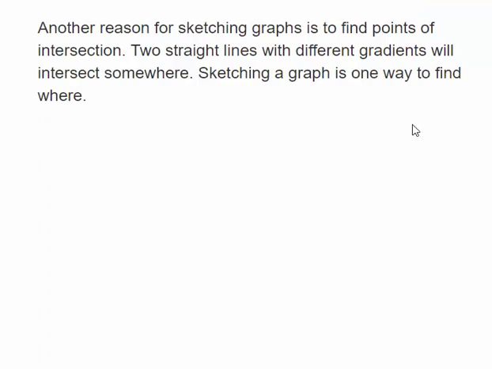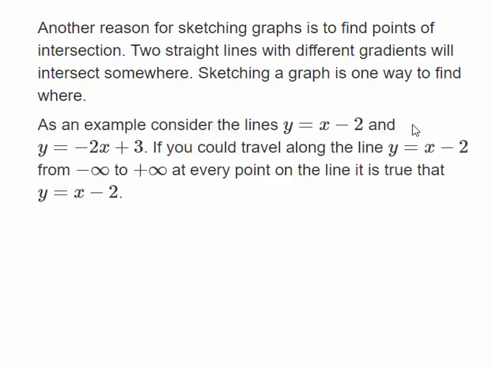Another reason for sketching graphs is to find points of intersection. 2 straight lines with different gradients will always intersect. A sketch can help us find where. As an example, let's take y equals x minus 2 and y equals minus 2x plus 3. The gradients are different, so we know they're going to intersect.